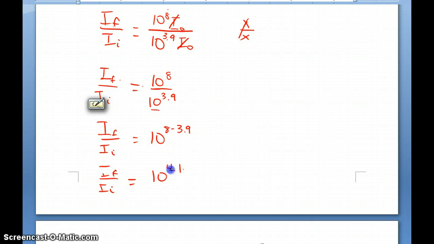Then you guys could leave it like this, or we could further simplify. We have IF divided by II is equal to, if you put that into your calculator, you should find that we have 12,589.25. And so that right there basically is what we're saying, that the sound at full throttle is about 12,589 times as intense as a sound at idle, okay?